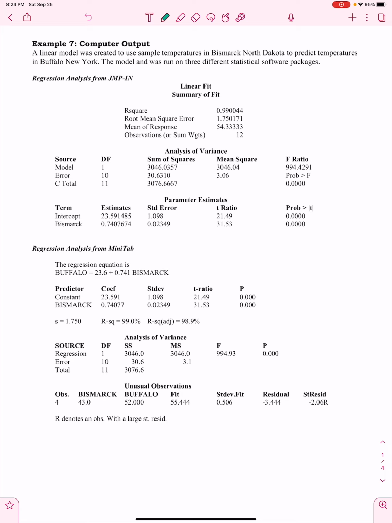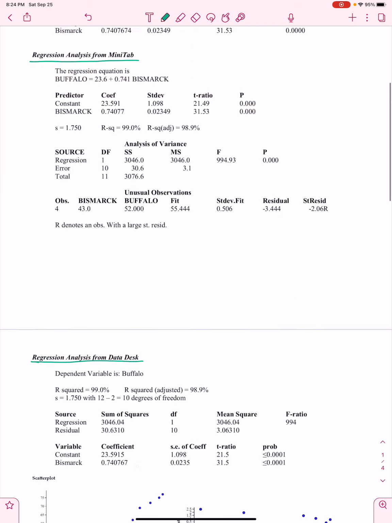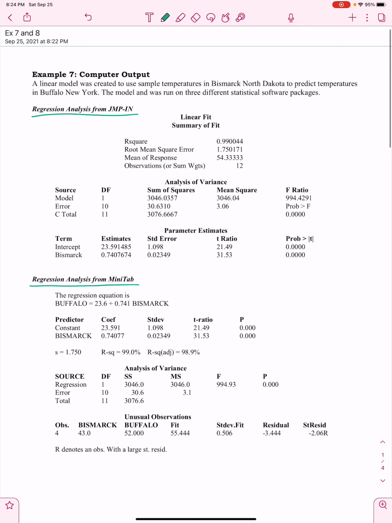So if you'll notice here on example 7, I've got a regression analysis from a software called JMP. I've got one down here from Minitab, and then I've got one here from a company called Data Desk. So it's all the same data, so you can see how it compares. So our model that we have here, we've got Bismarck, North Dakota temperatures. We're using those to predict temperatures in Buffalo, New York.